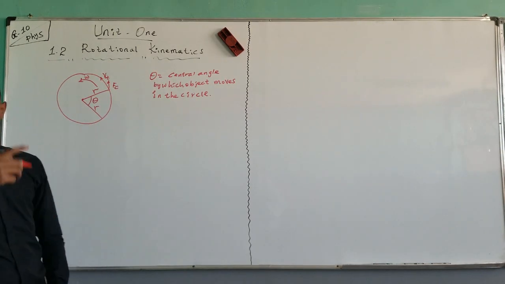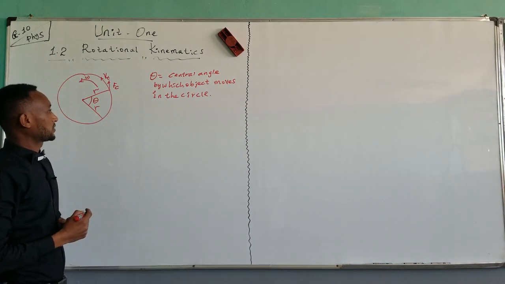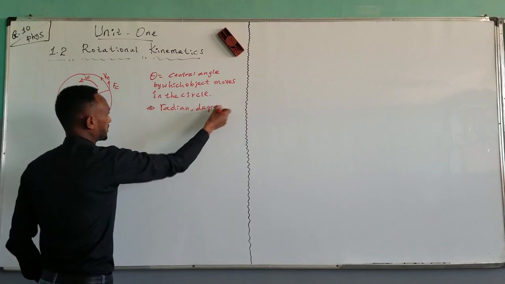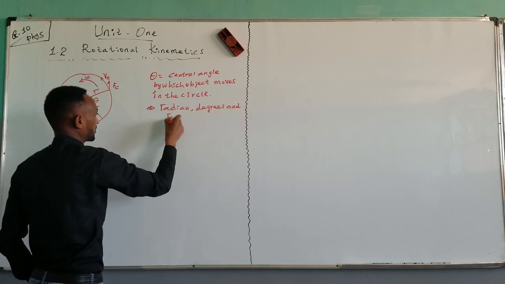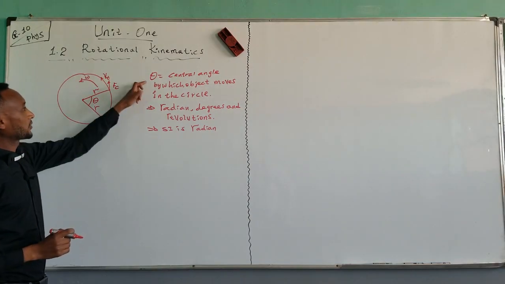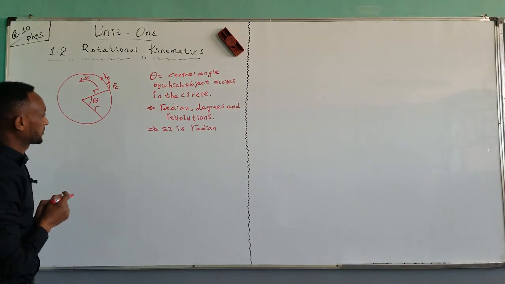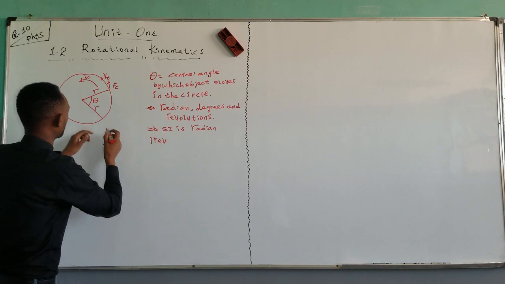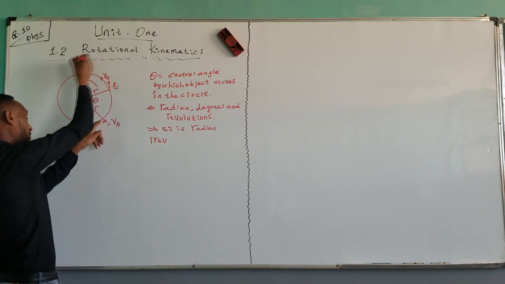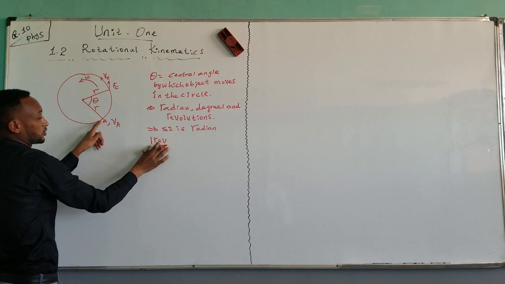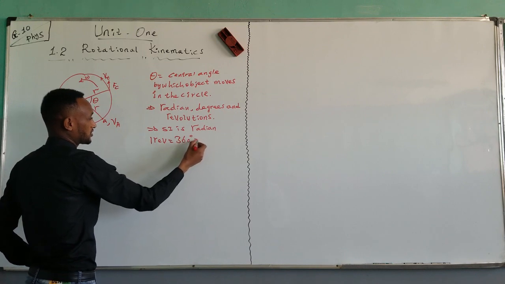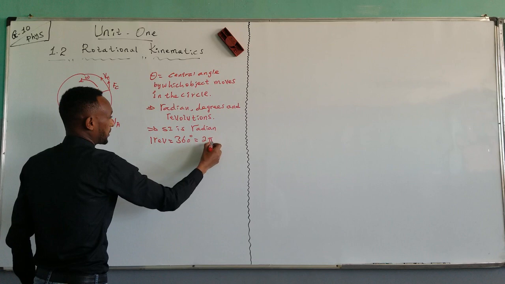The central angle through which the object rotates is called the angular displacement. It can be measured in radians, degrees and revolutions. The SI unit of angular displacement is the radian. For one complete circle, the angular displacement, or this central angle, is one revolution. That means if the object starts from this point A with a tangential velocity VA, it rotates one full complete circle. That means one revolution, which in degrees is equal to 360 degrees, and this is equal to 2 pi radians.